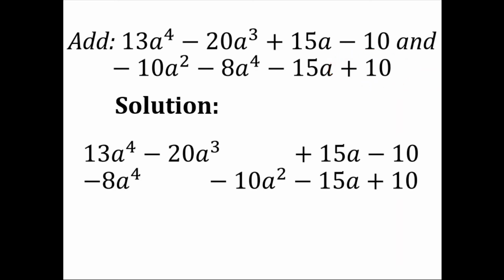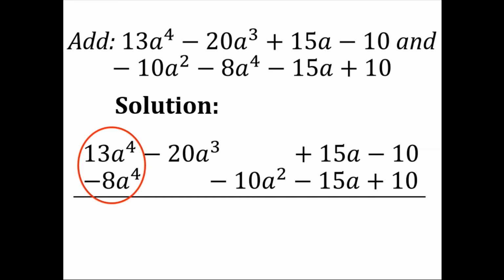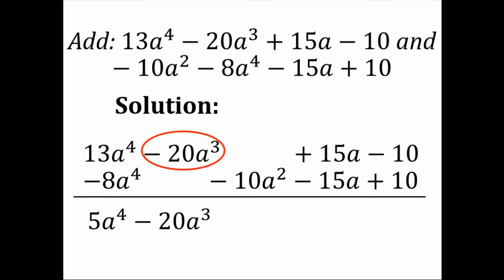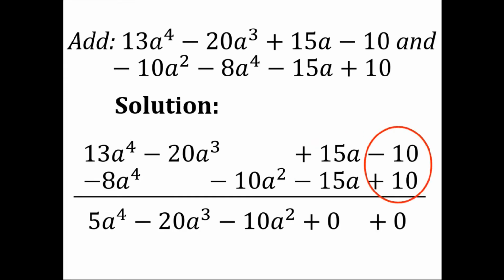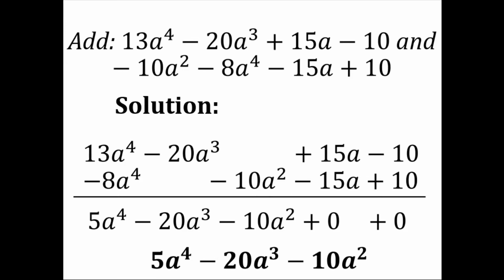Now that they are arranged properly, let us now add. 13a raised to 4 plus negative 8a raised to 4 is 5a raised to 4. Bring down negative 20a cubed. Bring down negative 10a squared. 15a plus negative 15a is just 0. No need to write the variable a. Negative 10 plus 10 is also 0. But we can write it now as 5a raised to 4 minus 20a cubed minus 10a squared.